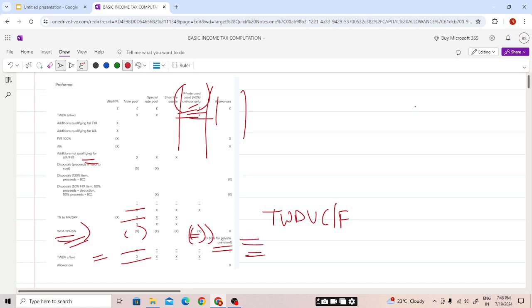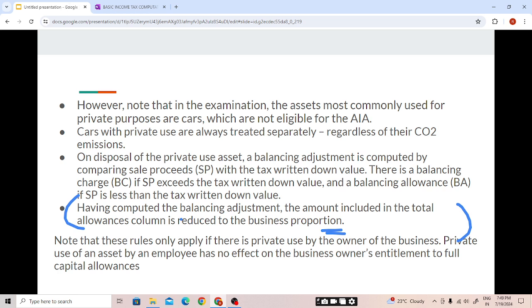When we are claiming, the private use will be ignored, and only the business use will be taken. I hope this is clear. We'll be solving a question so that we have a better understanding.